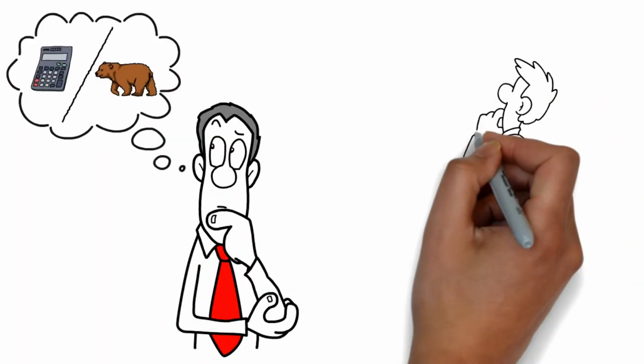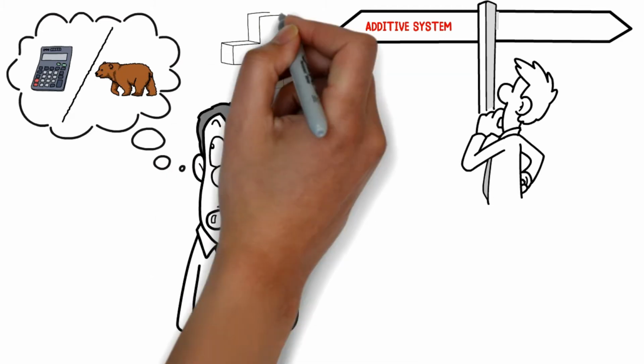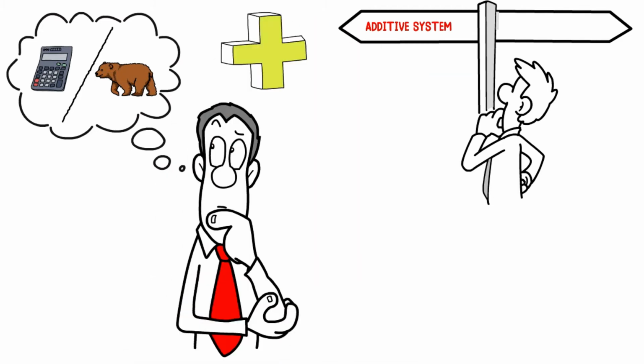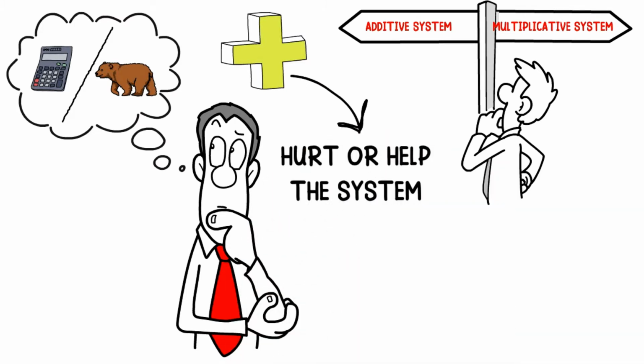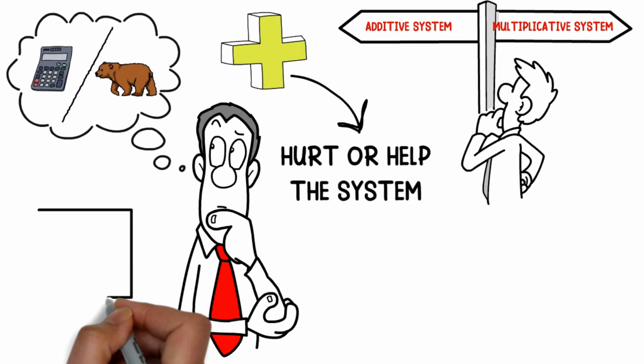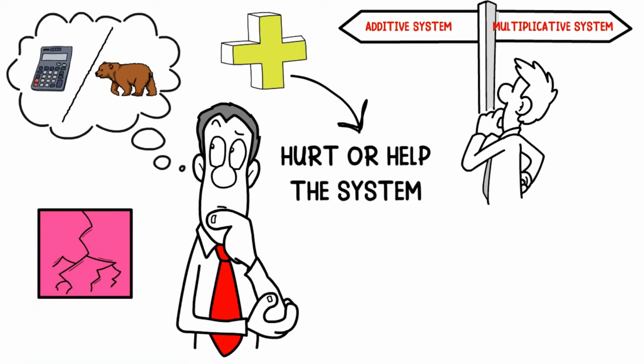Well, in life, you'll find two types of systems. First is an additive system. Everything you add helps the system. And the other system is called a multiplicative system. Everything you add can either hurt or help the system. But some things hurt so bad, they destroy or cripple the system entirely.